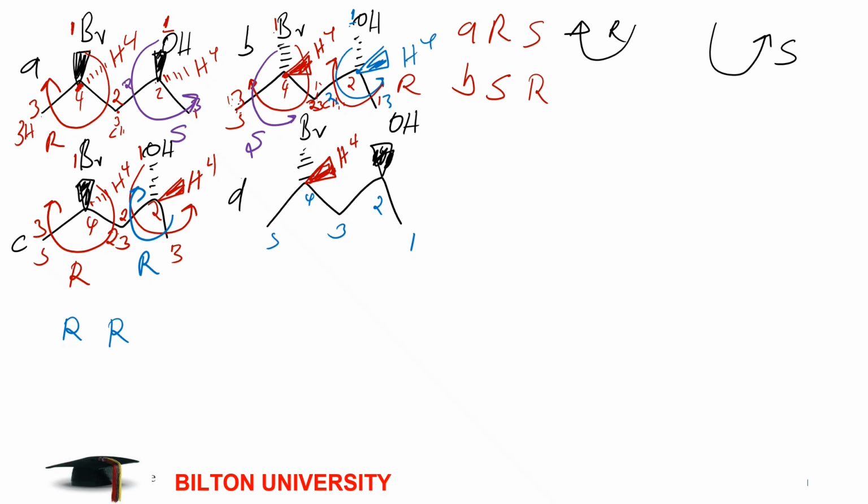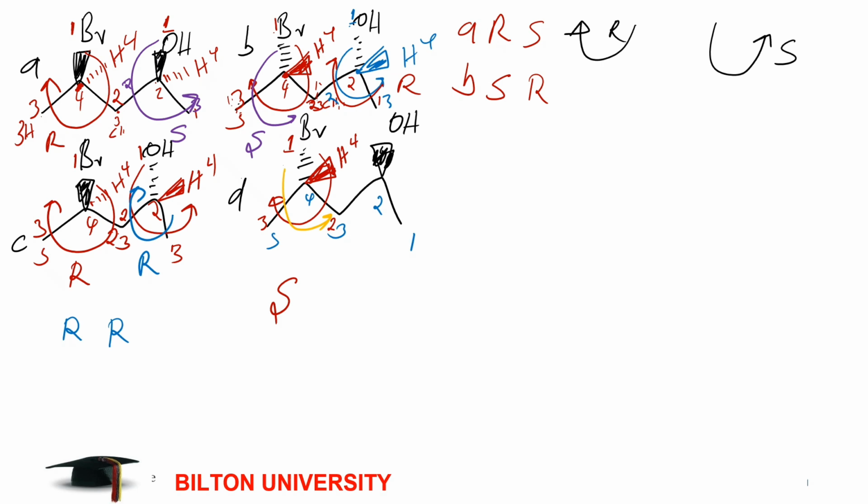Bromine here is priority number 1. Of course, this one will be priority number 2, and this is going to be priority number 3. In this case, we need to move this way so that it gives us R configuration. But you realize that hydrogen is in front, meaning that we are viewing the molecule in the wrong direction. So we need to move in the other direction so that we can view the molecule in the right way. And therefore, if we change, it's going to give us S.